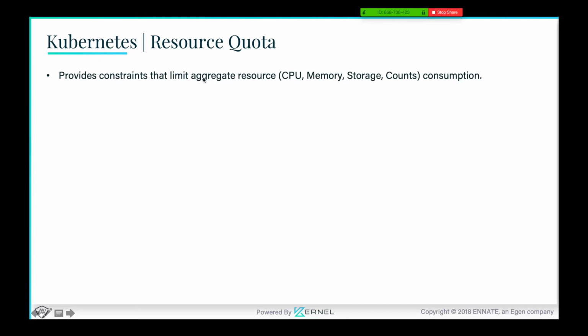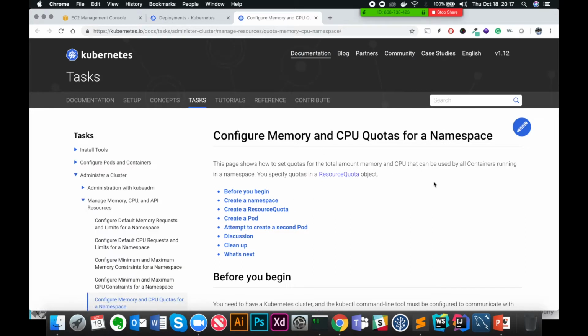So you can use a resource quota that provides a constraint to limit your aggregated resources for CPU, memory, and storage. If you apply it on a namespace, you can limit all the pods running in this namespace to use this amount of CPU or memory, or set the total number of objects you can create in this namespace, and all that kind of stuff. So you can apply it onto a namespace. I'm not going to go into it, but details are available on how to do that on a namespace.